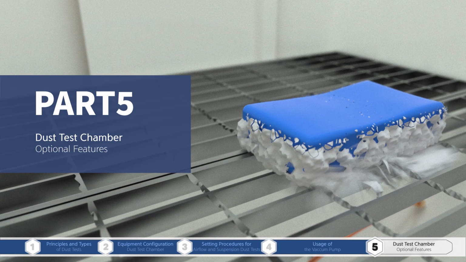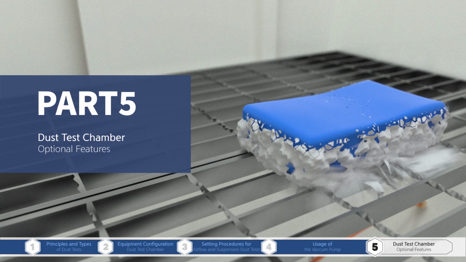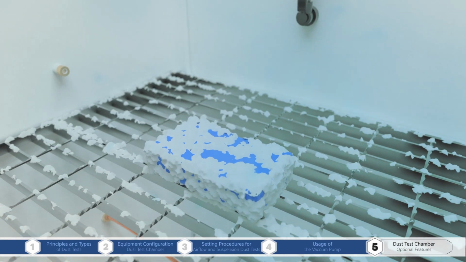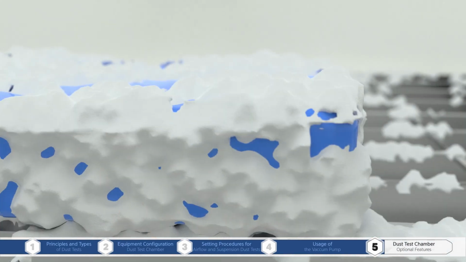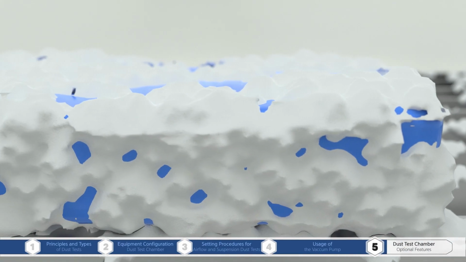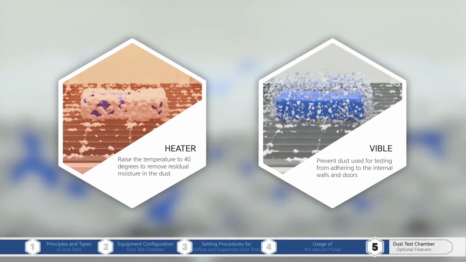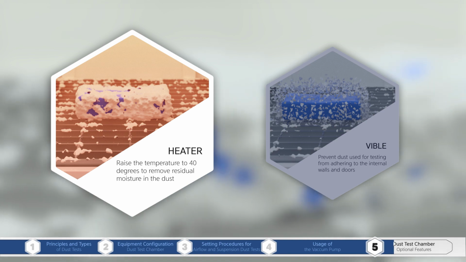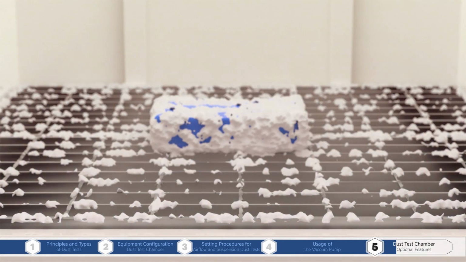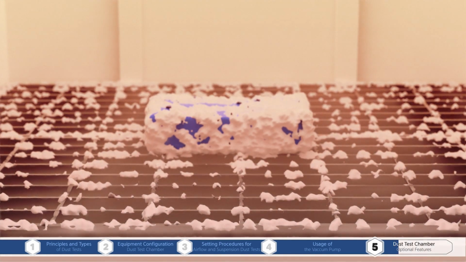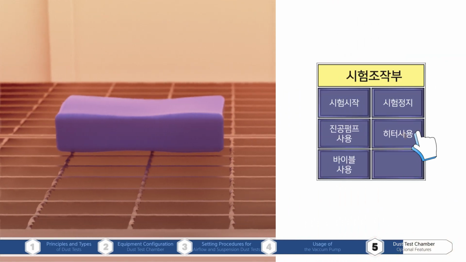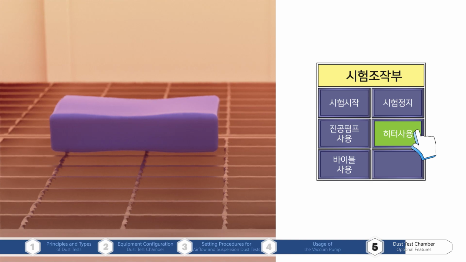Part 5. Dust Test Chamber Optional Features. Sometimes, during dust testing, clumping of test dust may occur due to external environmental factors such as humidity. 2 features are available to address this issue. The first is the use of a heater. It raises the temperature up to 40 degrees to remove moisture remaining in the dust. If necessary, press the heater use button when setting up the test.